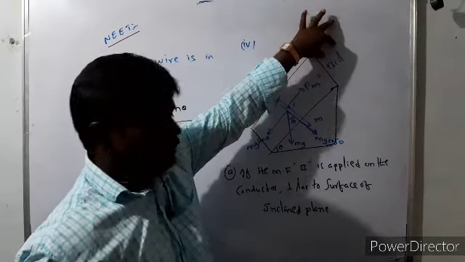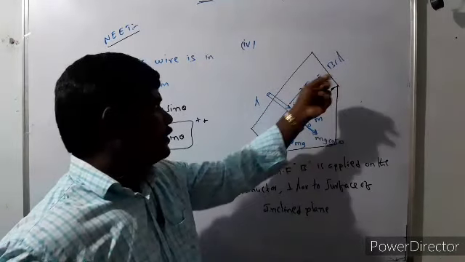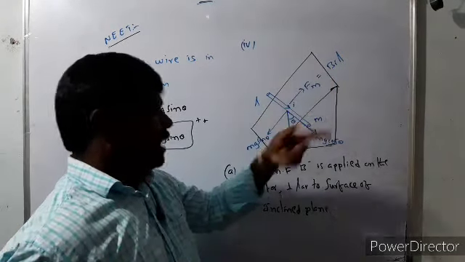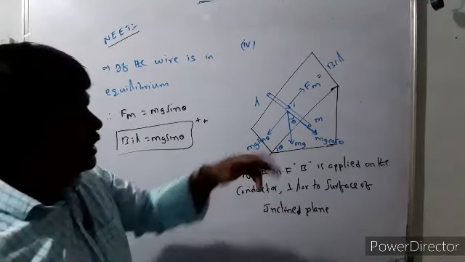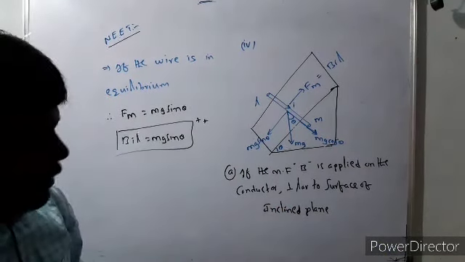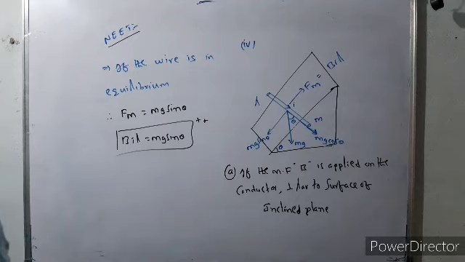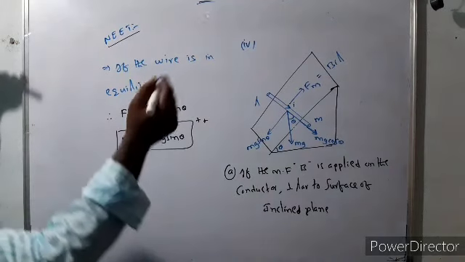It is BIL. Why should we not take sin theta here? Because the magnetic field is perpendicular to the length of the conductor. That's why the maximum amount of force acts on the conductor. That force is BIL.